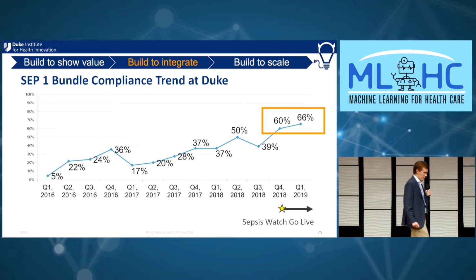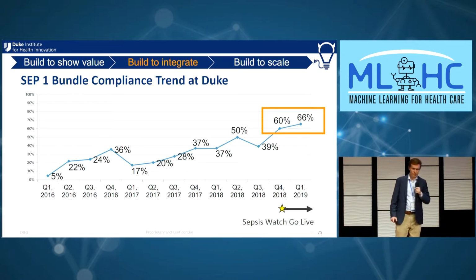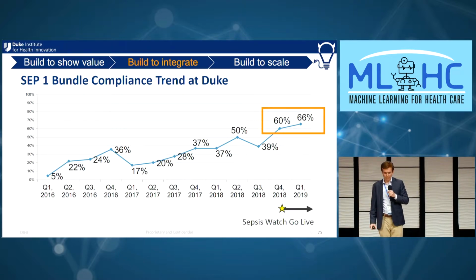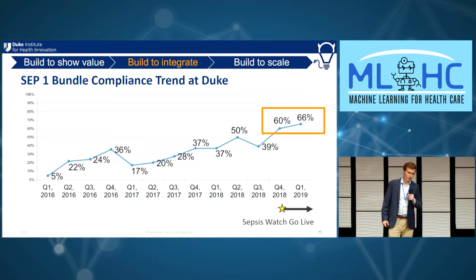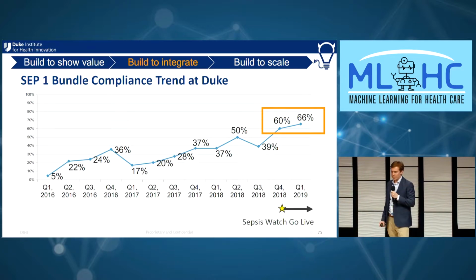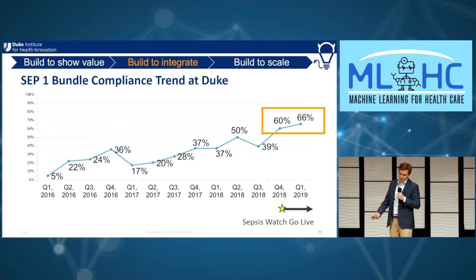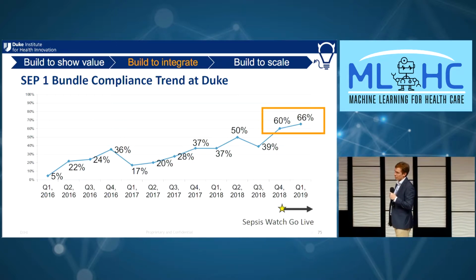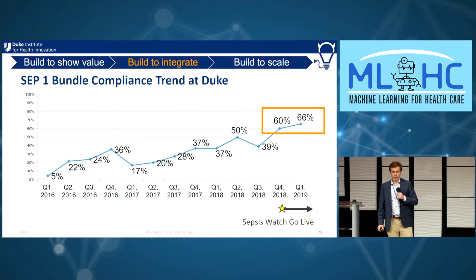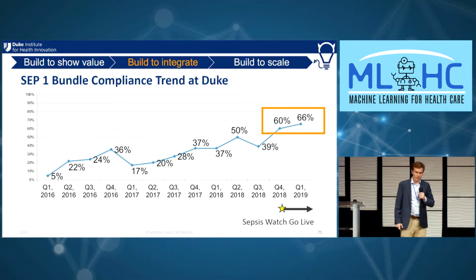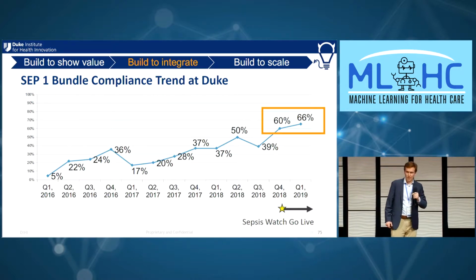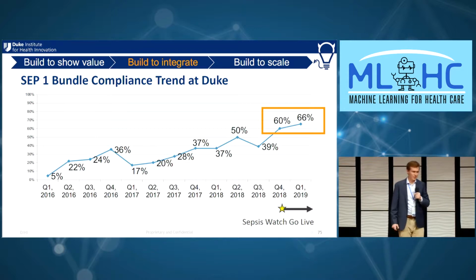So I'd like to finish with just a quick look at the preliminary bundle compliance results that we've seen thus far, which I think are very promising. We're currently working on a more extensive and comprehensive analysis of our performance, but in aggregate, bundle compliance from 2016 through Q3 of 2018 on average was 28%, and in the fourth quarter of 2018 and the first quarter of 2019 we saw an aggregate 63% Sepsis 1 bundle compliance. So pretty exciting results so far, and we'll be sure to keep everyone updated.